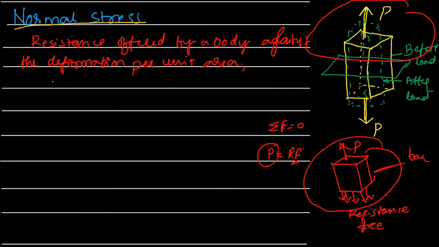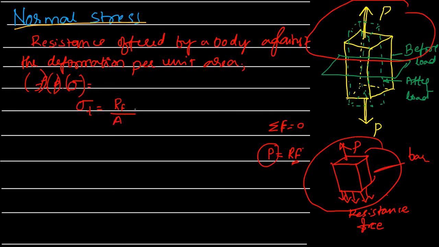Now this stress is noted with different notations. Some books have gone for small f, some for small p, and some have used sigma. Now this is the notation for normal stress. Let us take sigma t as the tensile stress. Now what is the resistance force? RF is the resistance force per unit area.